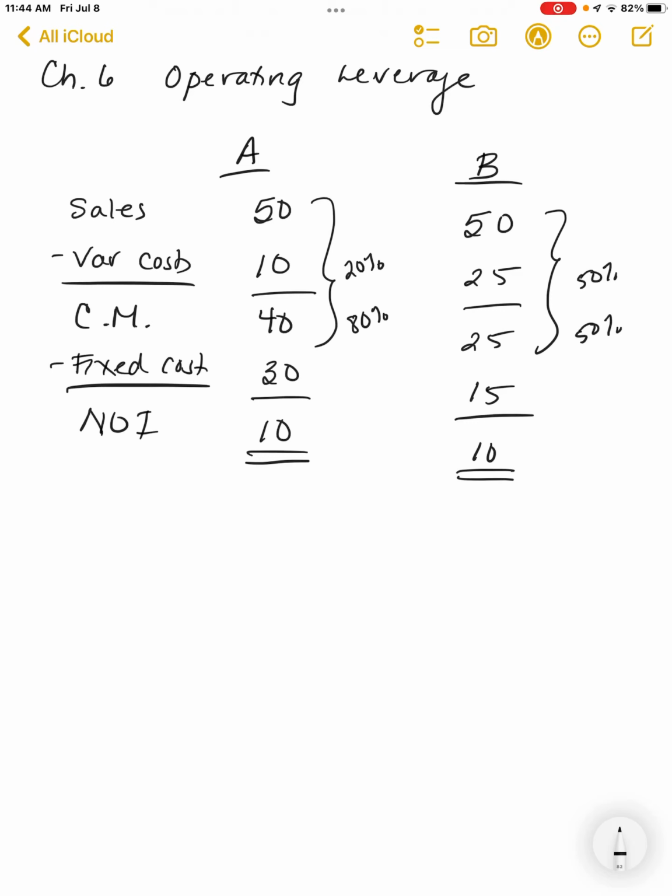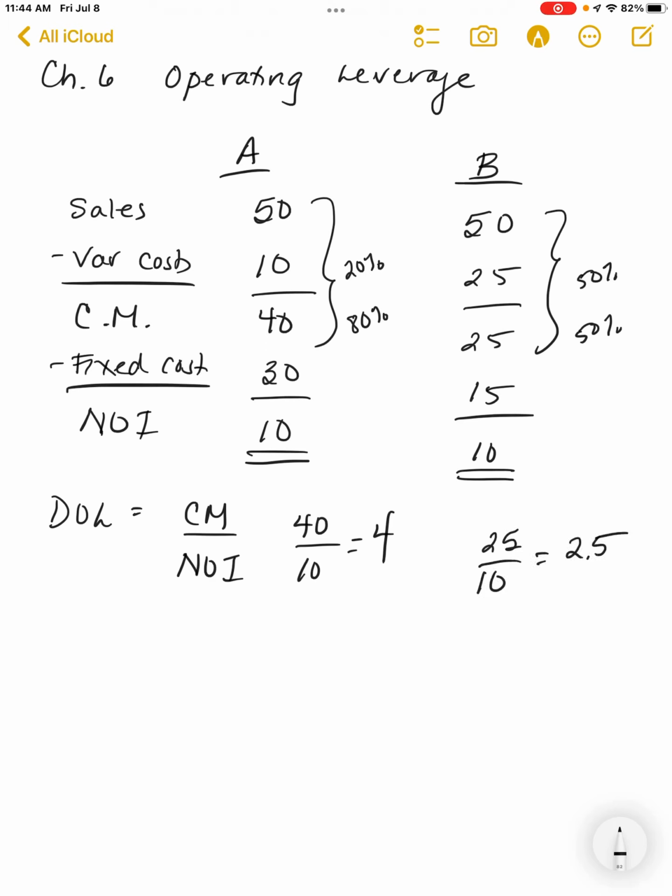Okay? So, if you remember from your reading, the degree of operating leverage is contribution margin over NOI. Let's just look at the numbers and then we'll talk about what they mean. Our contribution margin for firm A is 40, and our NOI is 10. This gives us 4. Over here for company B, contribution margin is 25, NOI is 10. This gives us 2.5. So the higher the number you have, the more leveraged you are. So firm A is more leveraged.